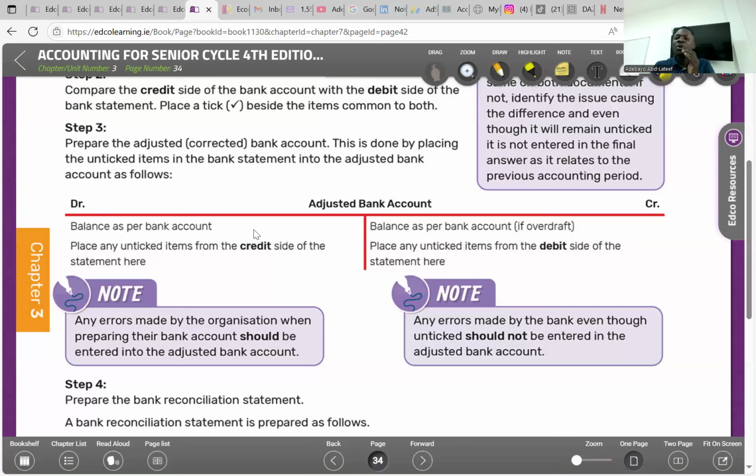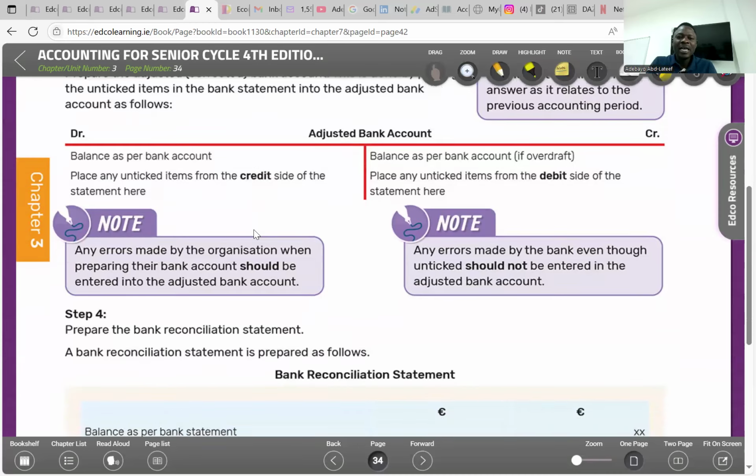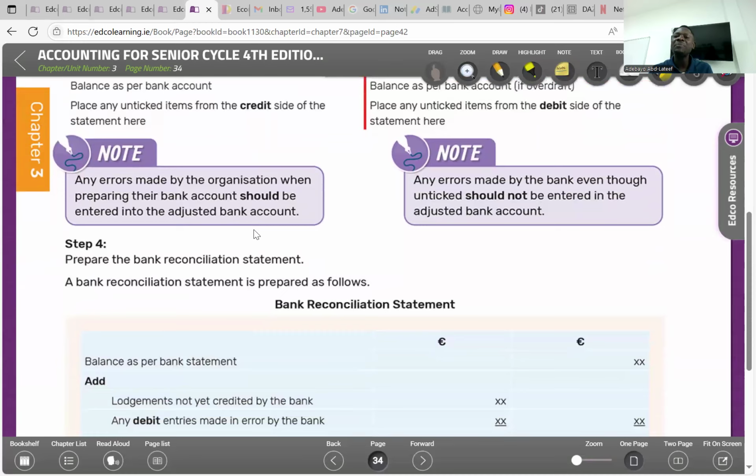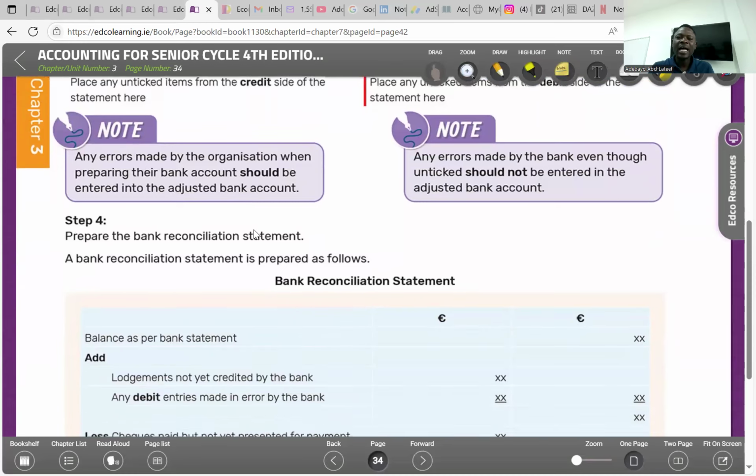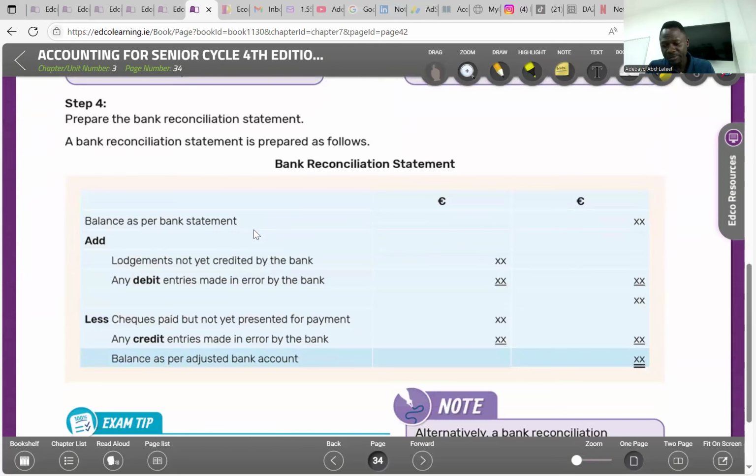Then, those items that are unticked on the debit side of your bank statement will be recorded on the credit side of your adjusted bank account. That is the next step. Then the last step is preparing the bank reconciliation statement. And how do you prepare the bank reconciliation statement?